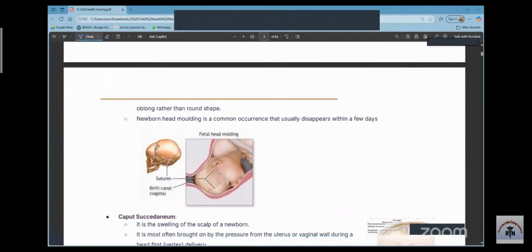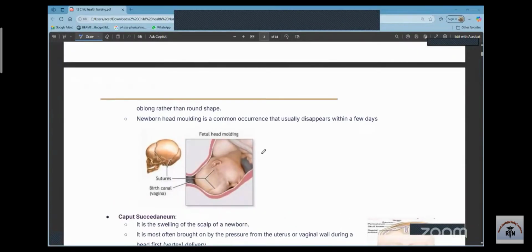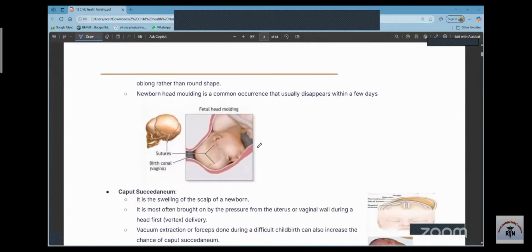Questions have come from here, where they will give the definition and then the options, so your answer will be molding. Newborn head molding is a common occurrence that usually disappears within a few days. If the newborn has been born by normal vaginal delivery and the head is slightly elongated, we have to think it can be because of molding. These are self-corrected. We don't have to do anything, we just do conservative management.